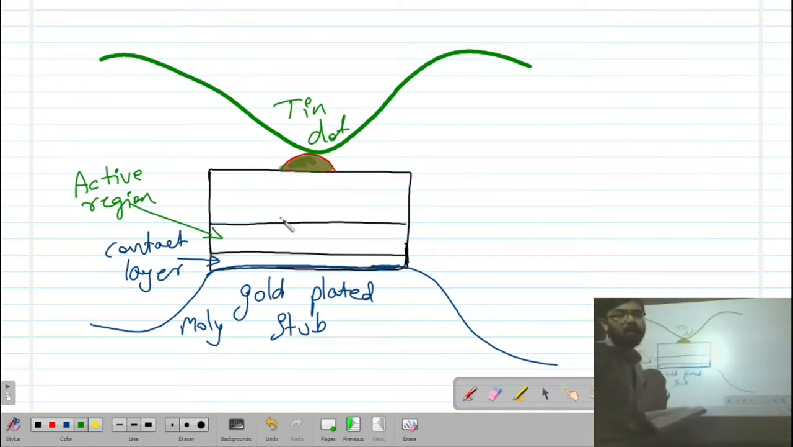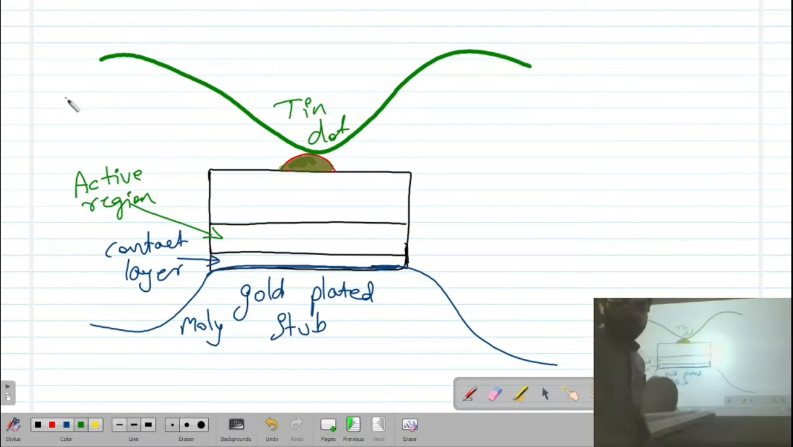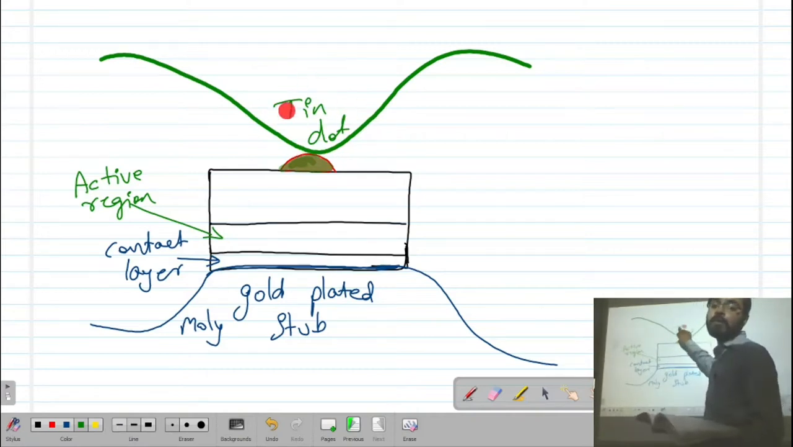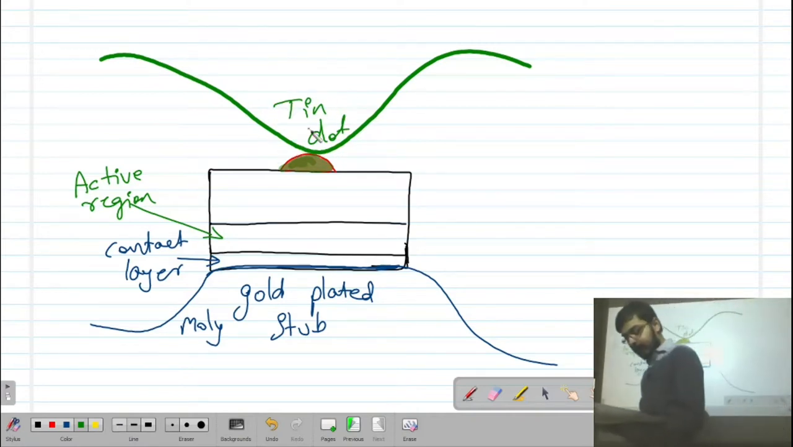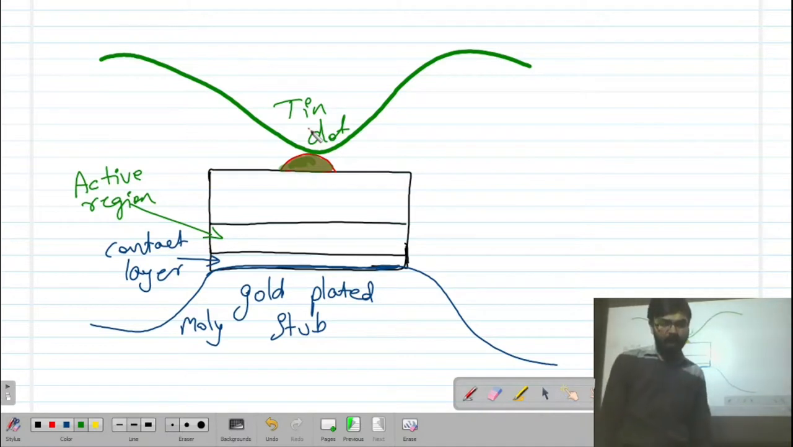This active layer is nothing but the gallium arsenide layer. We will have a contact layer, that is the back contact. The back contact is connected to the active region, the energy band gap of gallium arsenide, as we have already seen. Over that, it will have a point contact made up of tin. This is the tin element which has been used to make the tin dot. That is nothing but the contact. So this is the internal block of a Gunn diode.